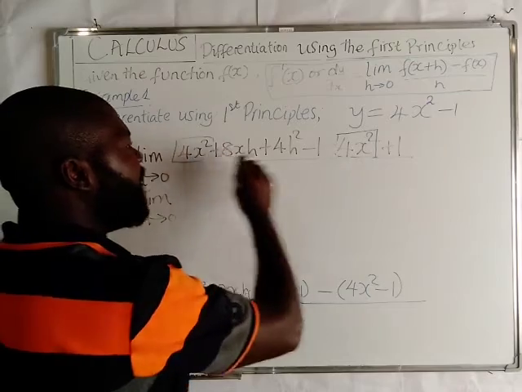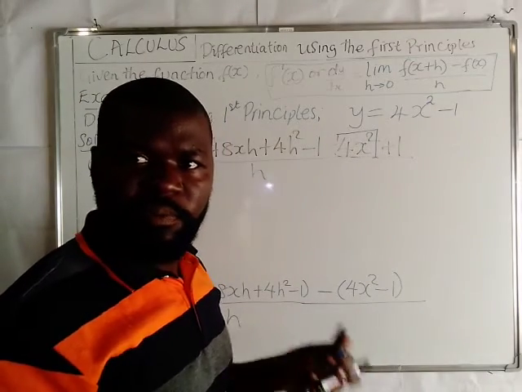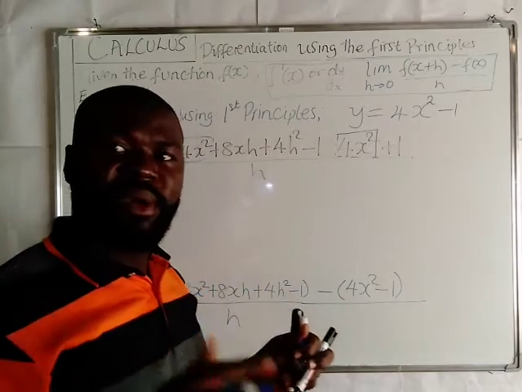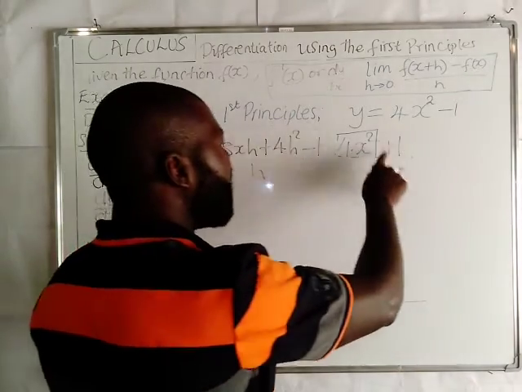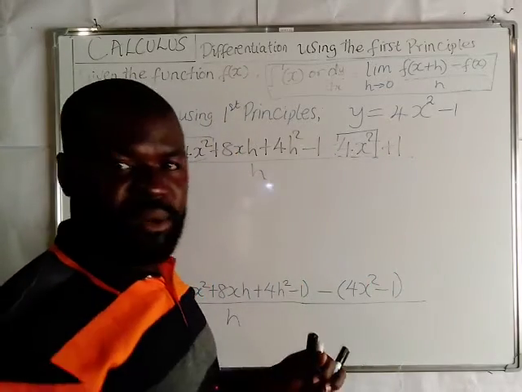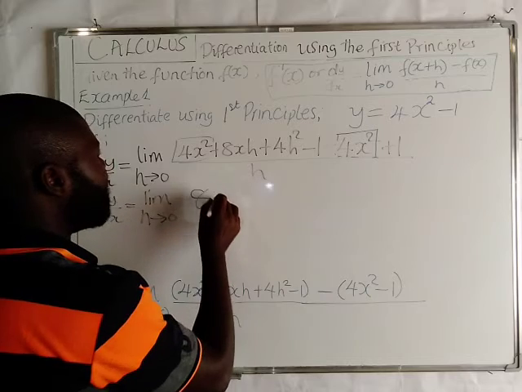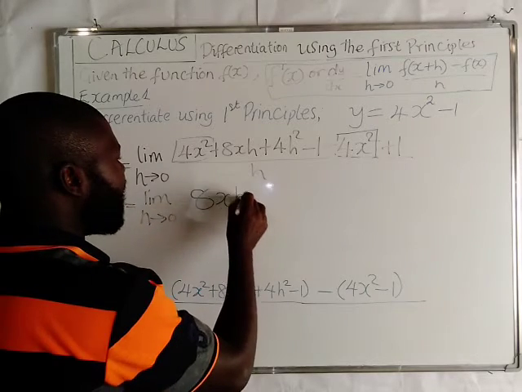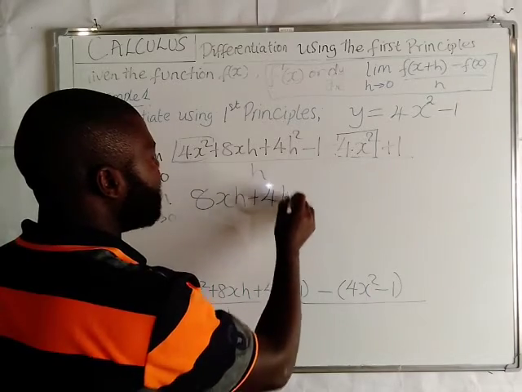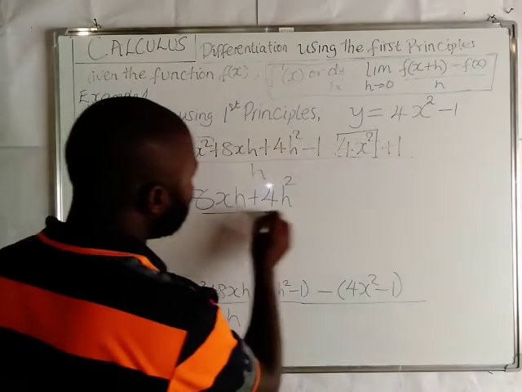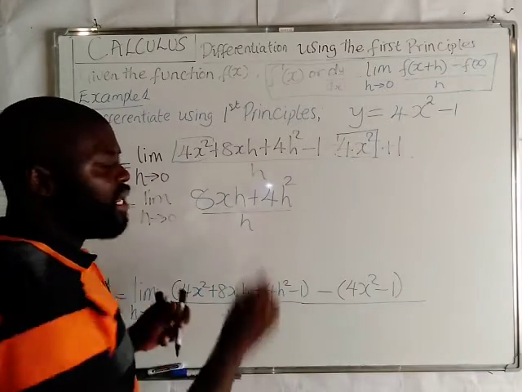So you can see 4x squared minus 4x squared will give us a 0. Similarly, negative 1 plus 1 will also give us a 0. So on the numerator, we are just going to remain with 8xh plus 4h squared. So this is what will make our numerator everything over h.